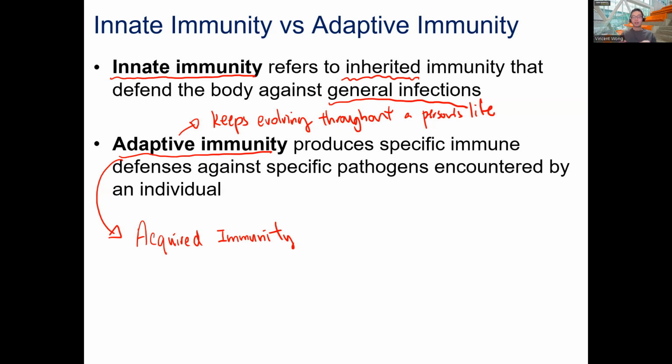Now some of you probably have questions. How come you can get the flu again? How come you can get COVID reinfection? We're going to answer all those things later, okay? But for now, do we understand innate versus adaptive in a broad sense? Any questions?